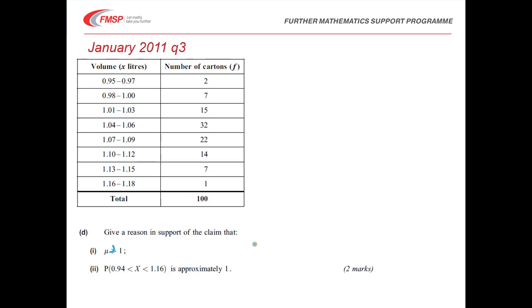We're then asked to support the claim that mu is greater than 1. If we go back to our confidence interval, we could see that our 99% confidence interval was 1.05 to 1.07. And because the confidence interval is wholly above 1, this infers that mu therefore is greater than 1. It's only an inference at this particular point.